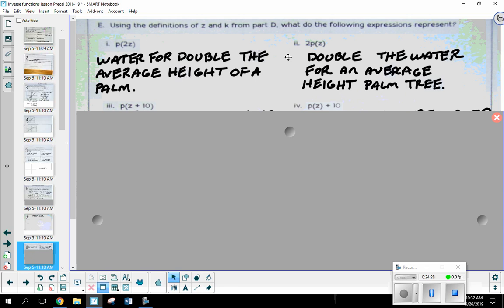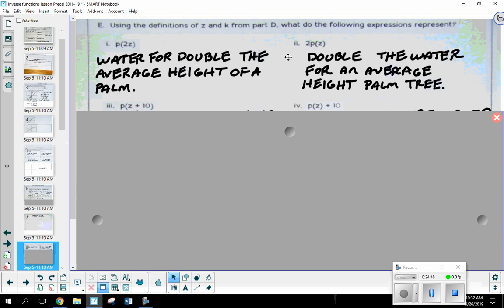Average water needed for a tree of average height plus 10 feet. That's exactly right. We're changing the height of the tree. We're increasing it by 10 feet, so the amount of water needed for a tree 10 feet taller. Perfect. Okay. Next one is P of Z plus 10.